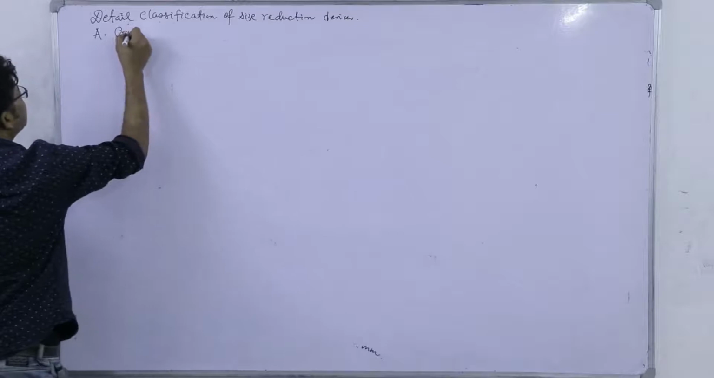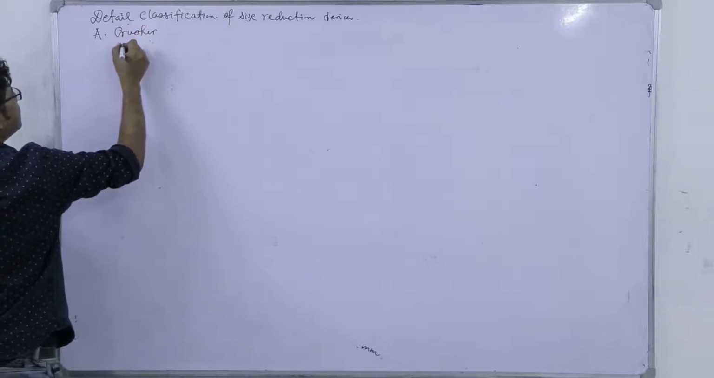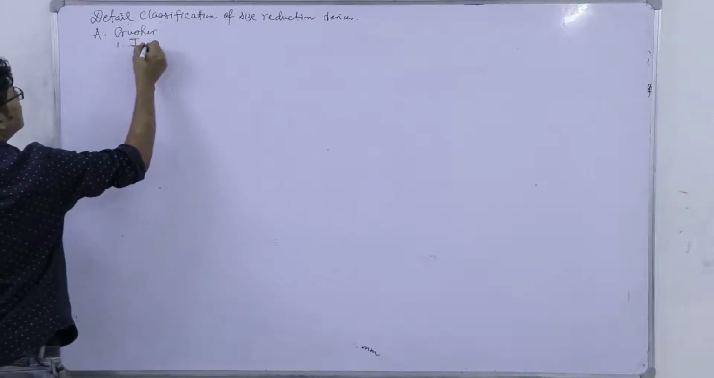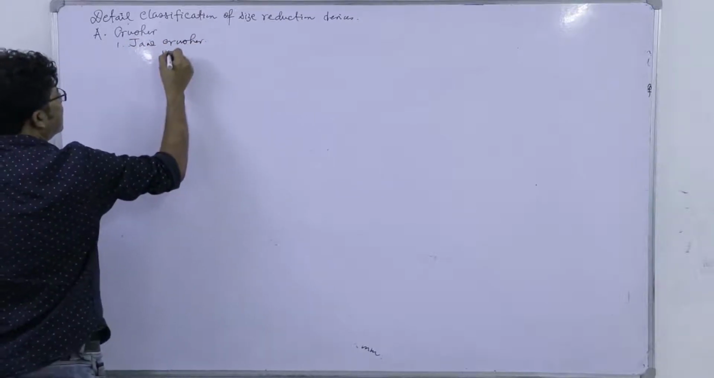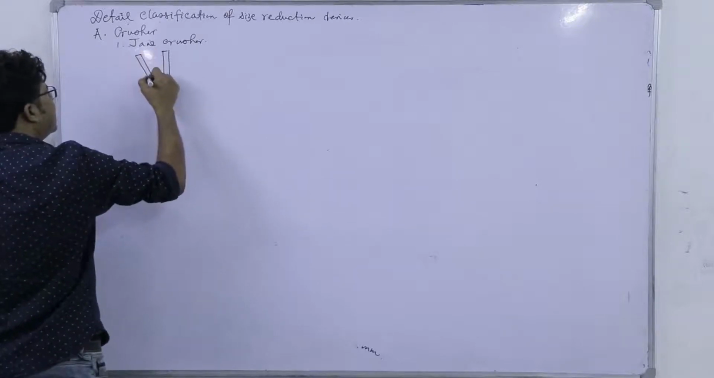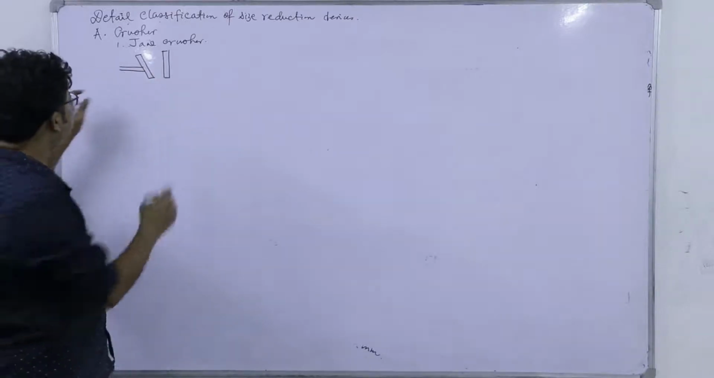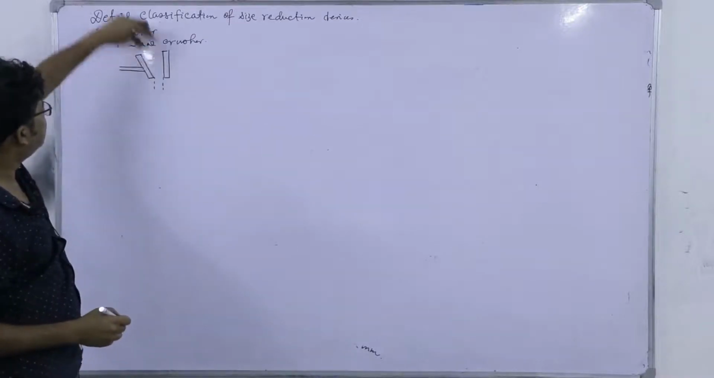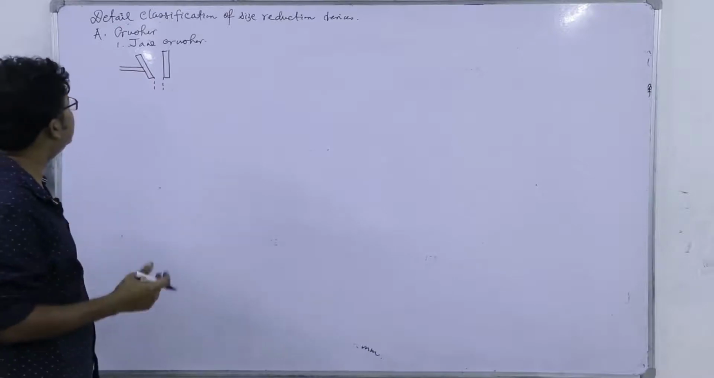A is crusher. What are the different types of crusher? One, jaw crusher, where we have a fixed jaw, right, and a reciprocating movable jaw. And this opening size actually determines the size of the product. Here you can give any feed, and these jaws are mostly corrugated for a grip.